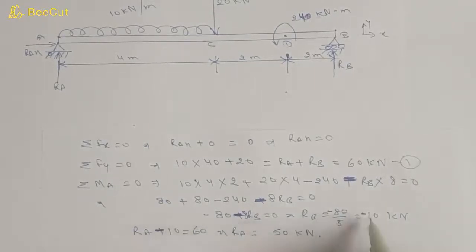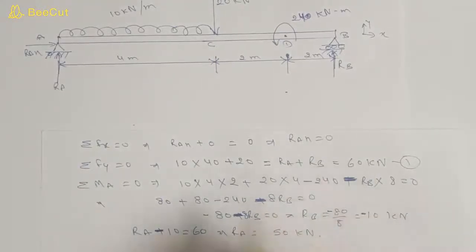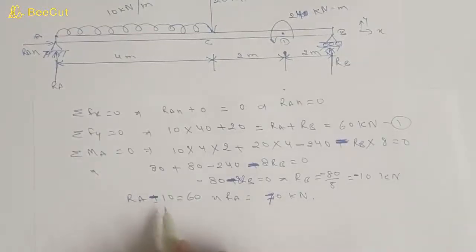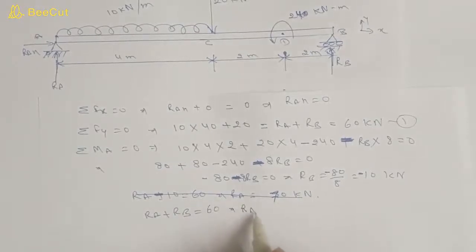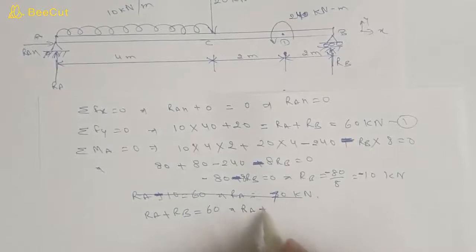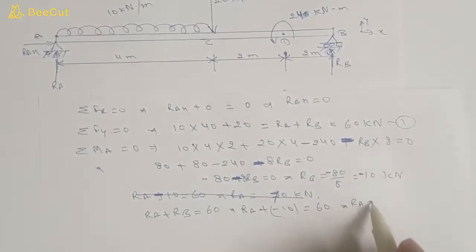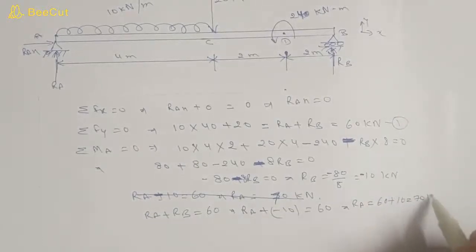So we will put the value of Rb in equation number 1. So Ra plus Rb is 60. So Ra minus 10 is equal to 60. So Ra is equal to 60 plus 10 is equal to 70 kilonewton.